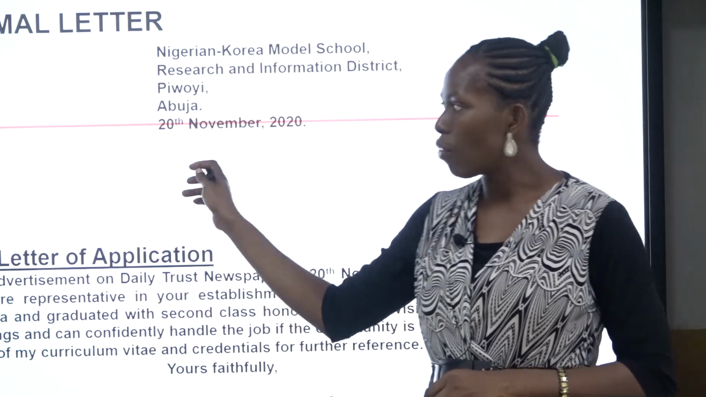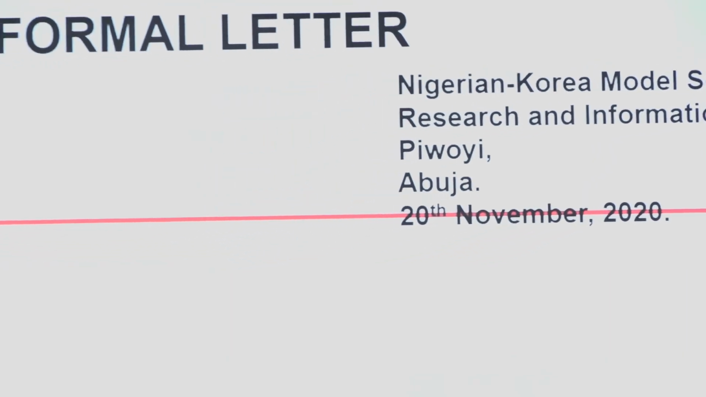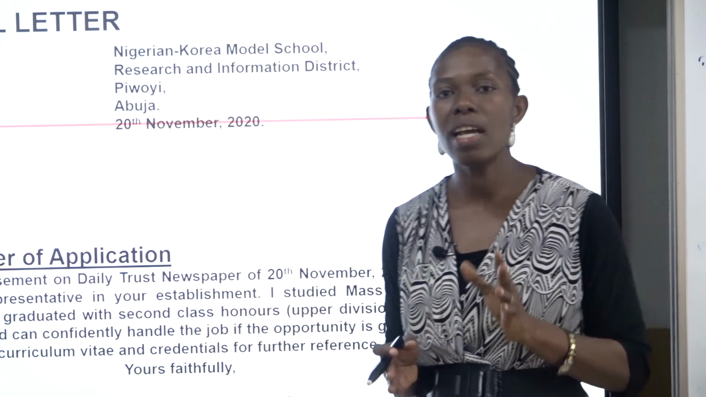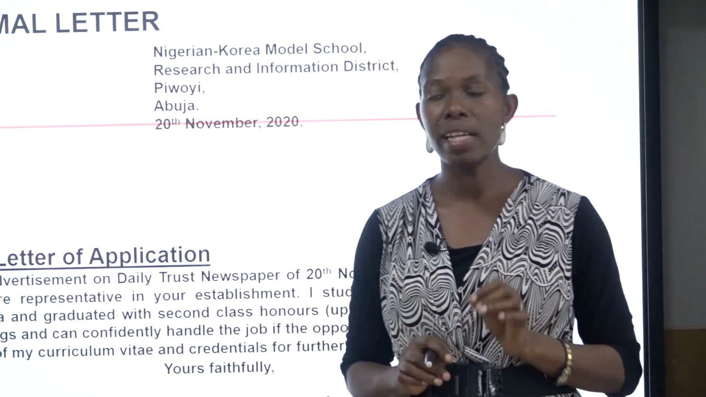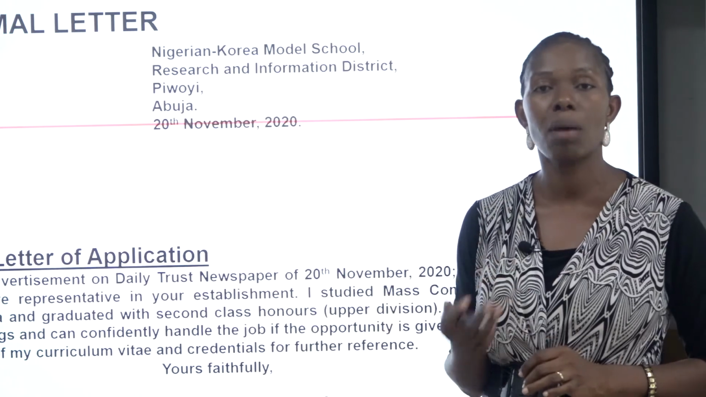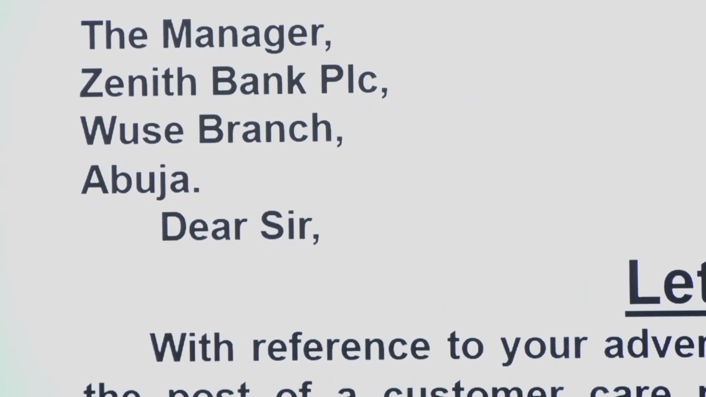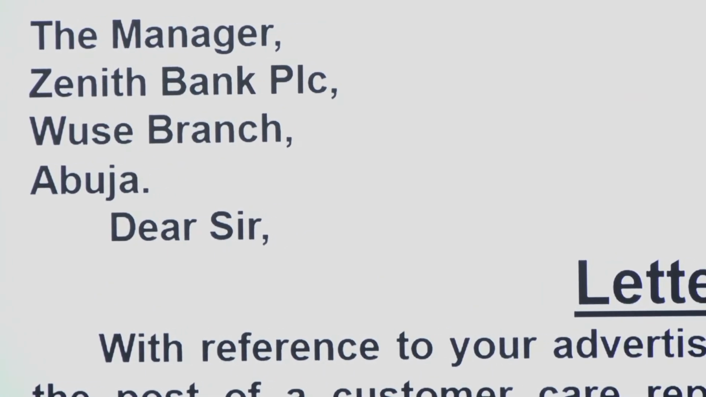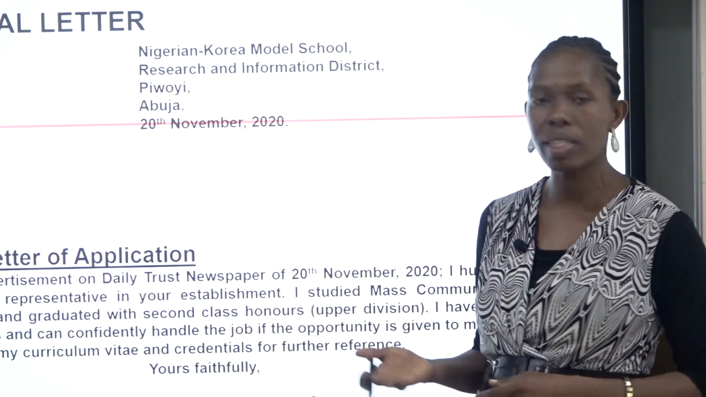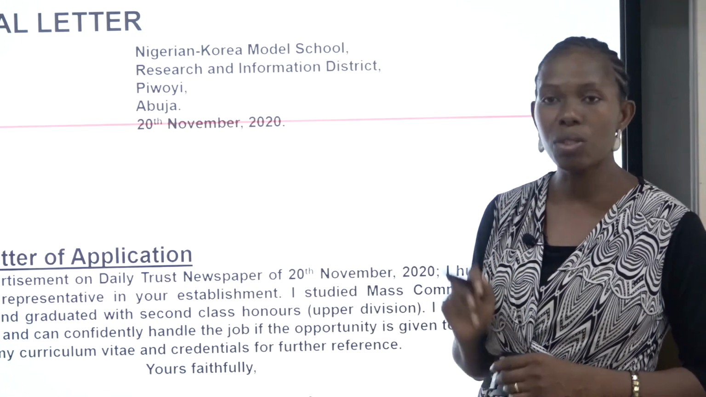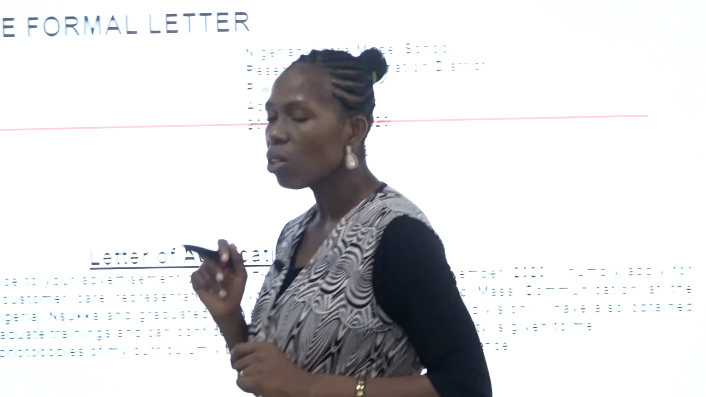The next thing that follows, like I pointed out before, is the receiver's address. The question says we should write to the manager of Zenith Bank, Wuse Branch, Abuja. You can see that the manager is the designation or the person's office. And then the address where you can find the office is written. What follows next is the salutation.